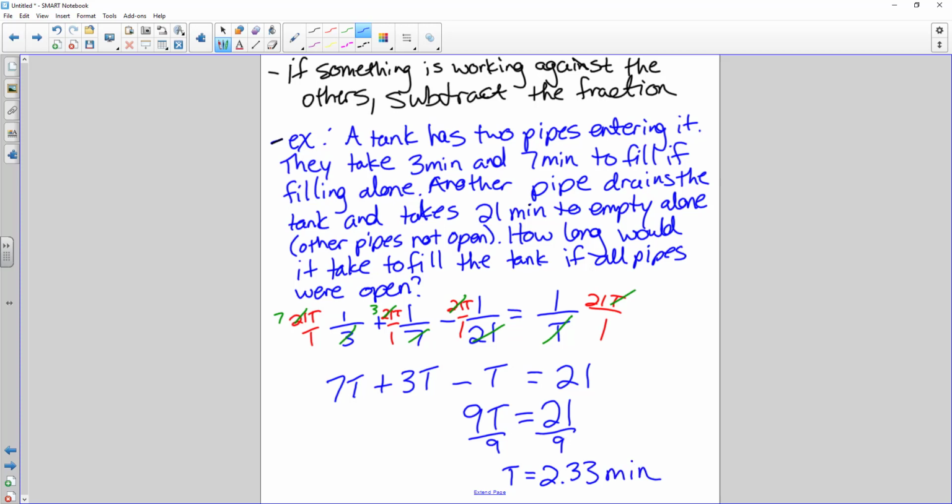Now we're not going to do another example of this, but I just want to point out too, let's say we knew what the total time is and we just don't know what one of them working alone is. We would set up the same way, we just would have a variable on the other side and we know the total time. So it could work that way too with these problems.